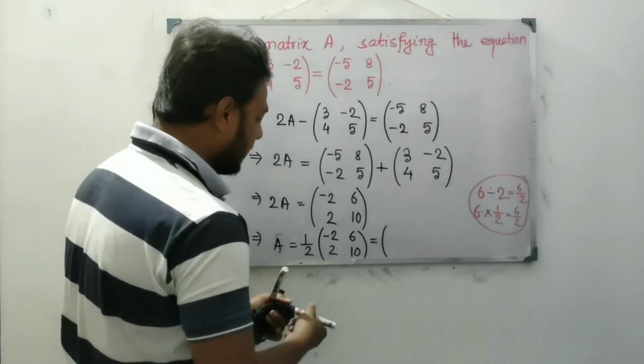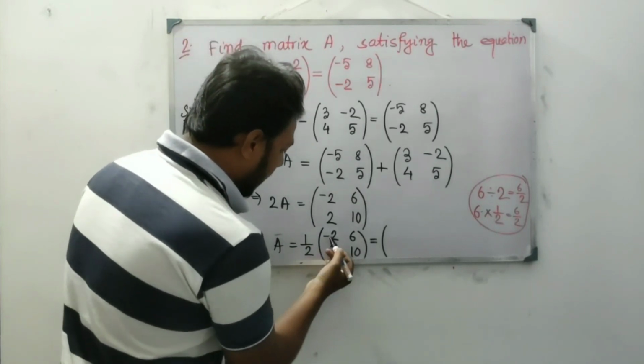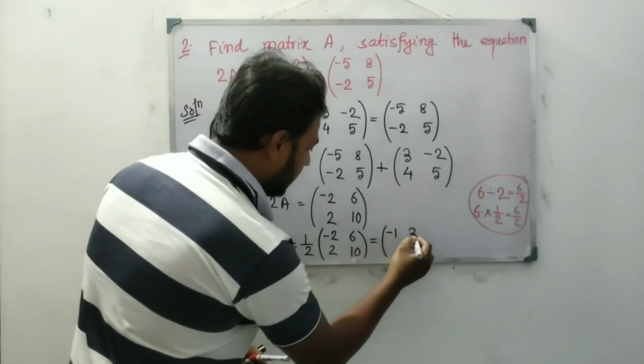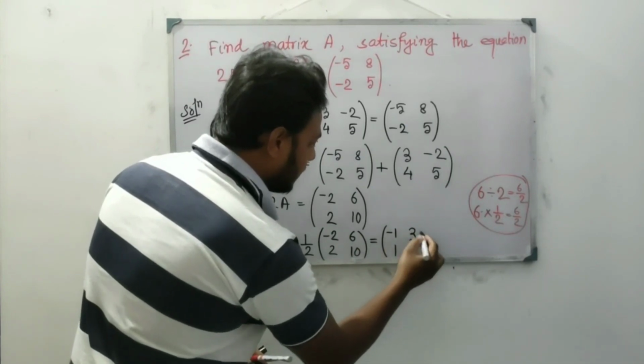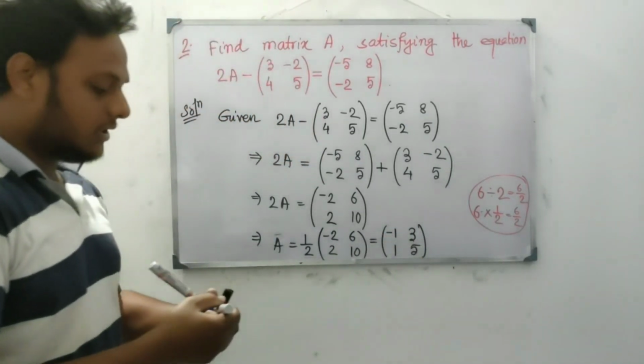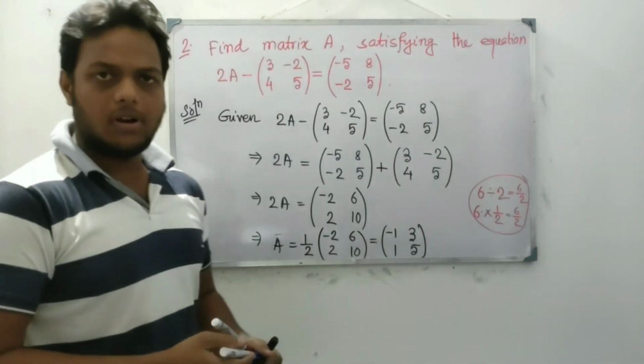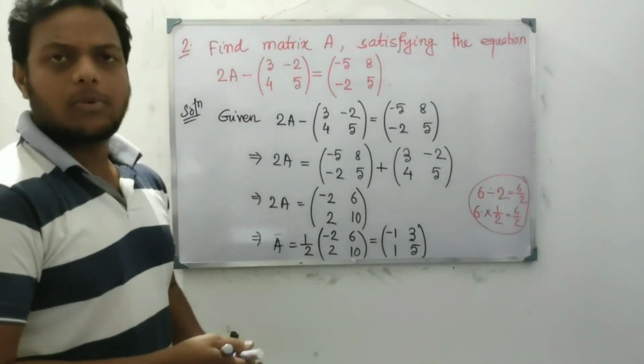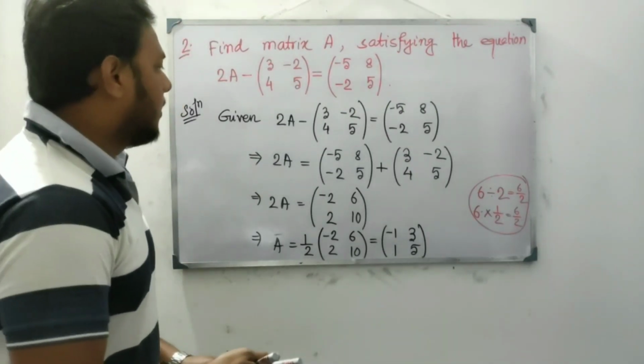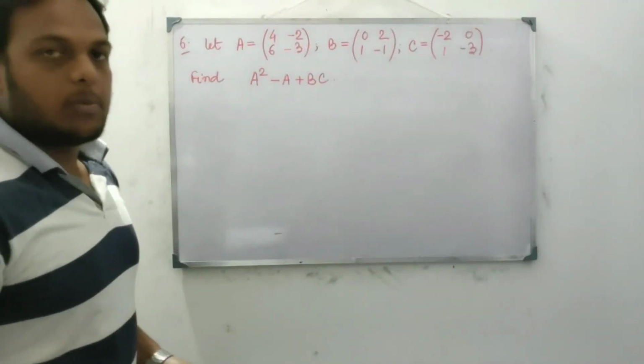So the answer will come. If you multiply by half, then it is minus 1, this is 3, this is 1, this is 5. So this is our A. This completes the solution. Hope you understand. Actually, this is a very easy problem. Okay. Next problem. Next, problem number 6.